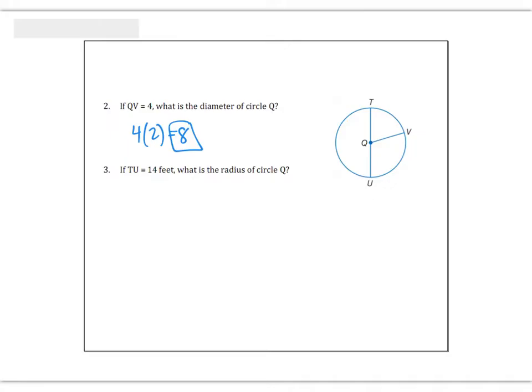If your segment TU has a distance of 14 feet, what would the radius of the circle be? Well, TU is the diameter, so you cut that in half or divide by 2 to get the radius. So 7 feet would be the radius of the circle, half as much if you're going halfway across.